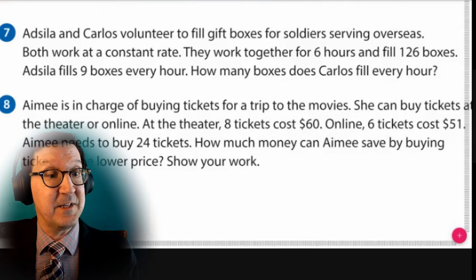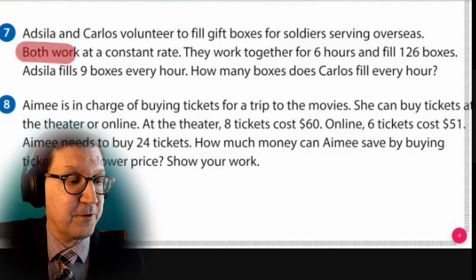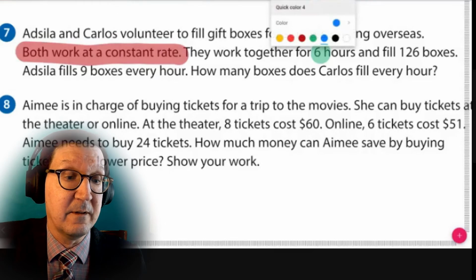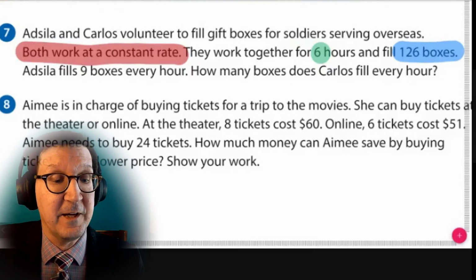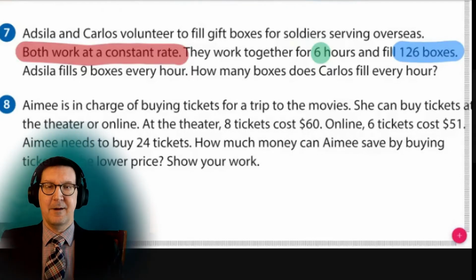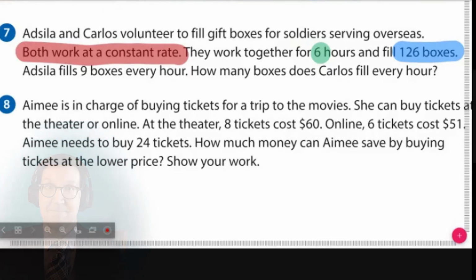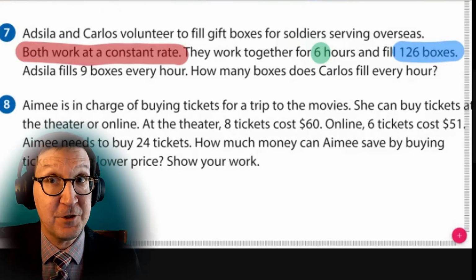There's a couple of steps in this one, right? Now, let's pull some data first. We know that we're both working at a constant rate. We know they're working for 6 hours, and together they fill 126 boxes. Now we know how many boxes Asila fills every hour. So then we have to figure out how many boxes Carlos fills. So with that hint, see what you can do, work it out, and when you come back, we'll see what we can do with it. Okay, welcome back. How'd you do? Did you get it worked out? Let's see.